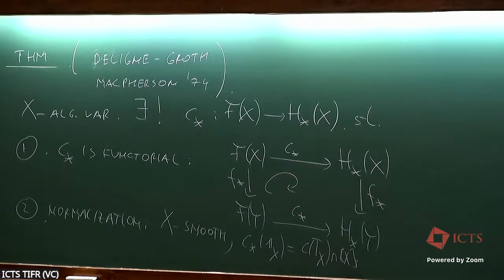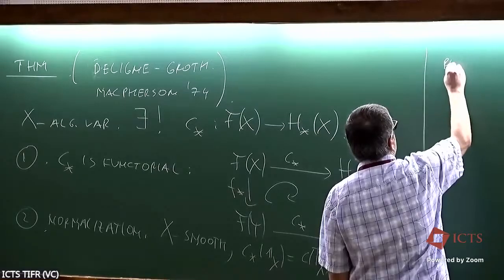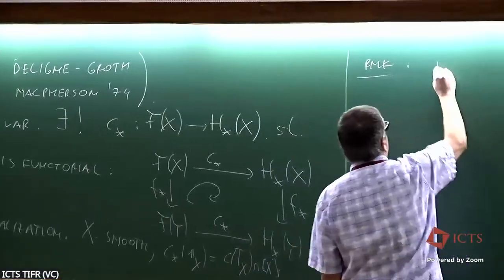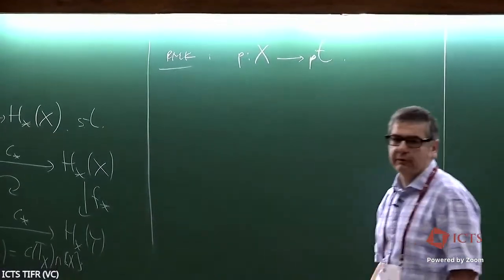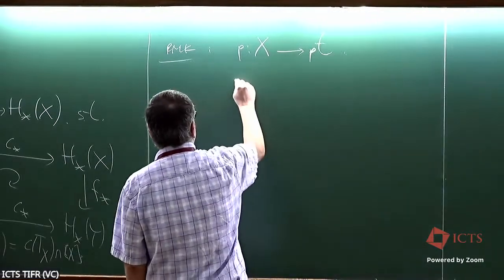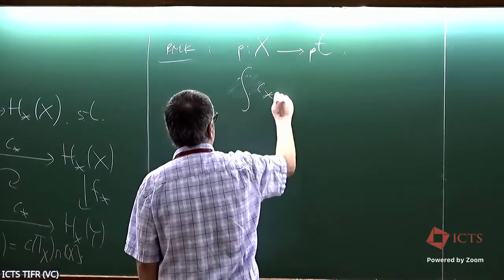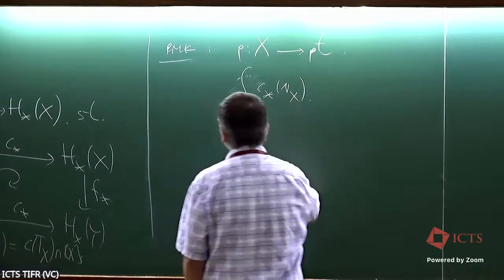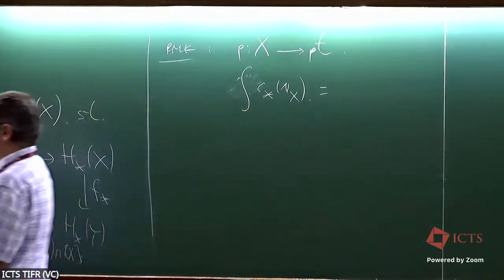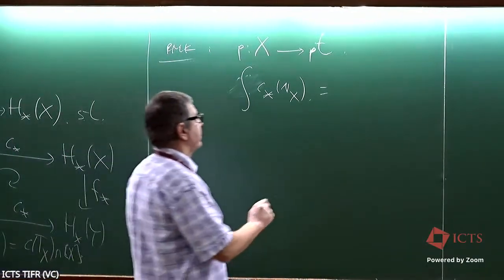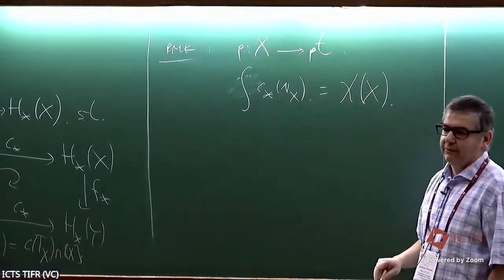As an example, let's say that X is proper, so I have a proper map from X to a point. Then the push forward, which is the same thing as the integral, of c_*(1_X) is, by the definition of the push forward in constructible functions, exactly the topological Euler characteristic. I'm going to drop the compact support after a while.